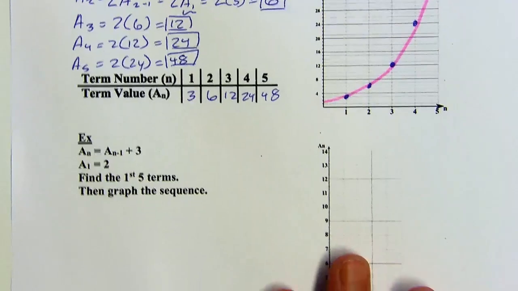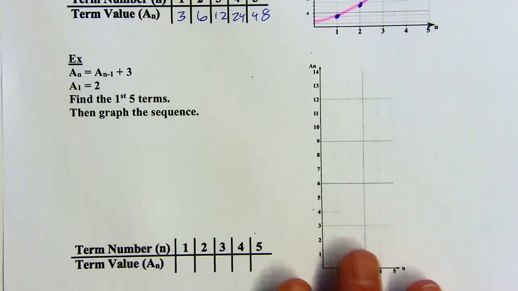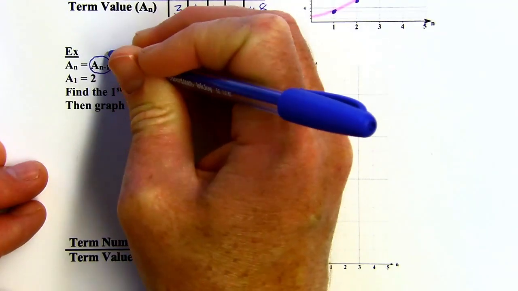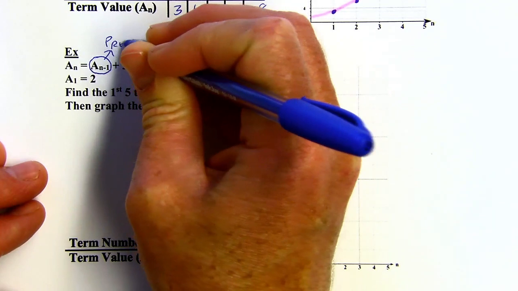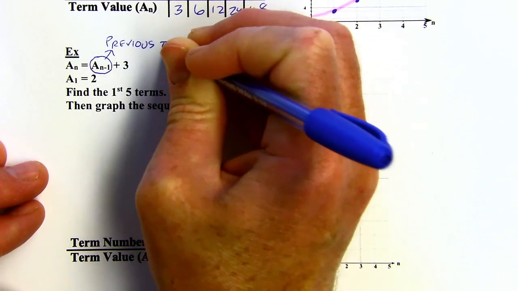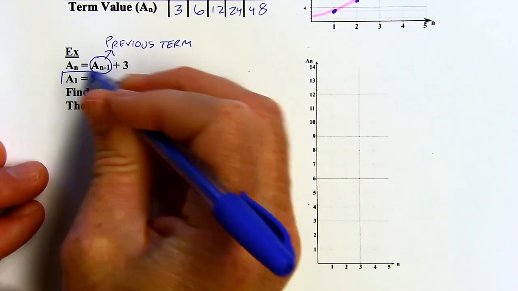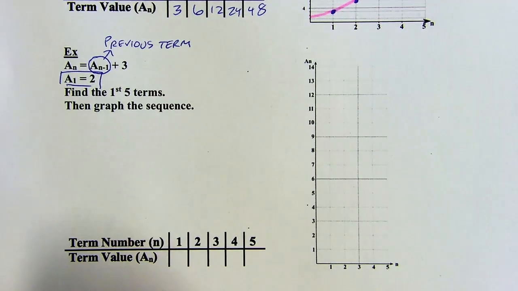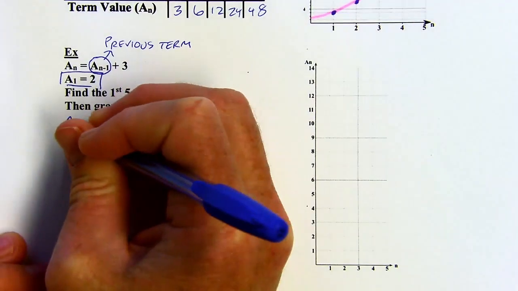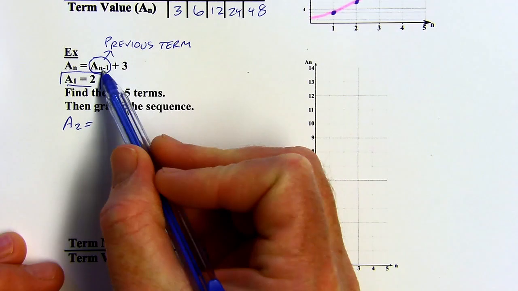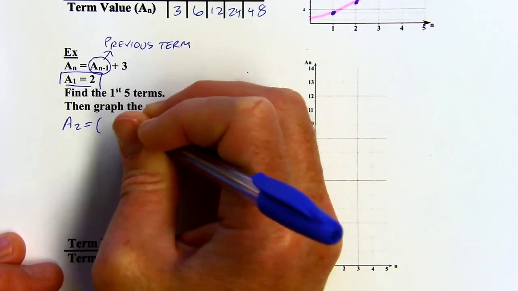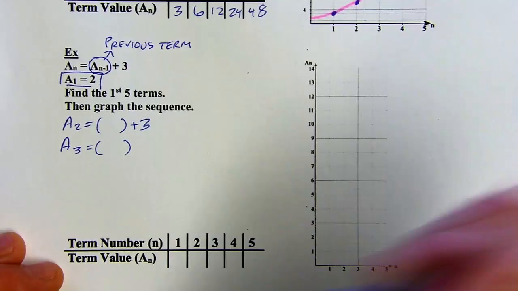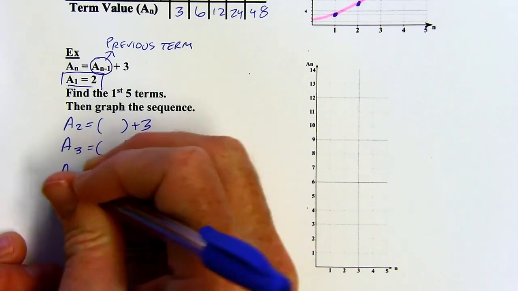So I'm looking at this one, and I'm seeing a sub n minus 1. So I'm thinking to myself, oh, that's going to be my previous term. Okay, so I've already got the first term is 2. So let's find the second term. When I'm looking for the second term, I'm going to do this previous term plus 3. So I like to kind of just set these all up right off the bat. It's always going to be the previous term plus 3 for each of these.